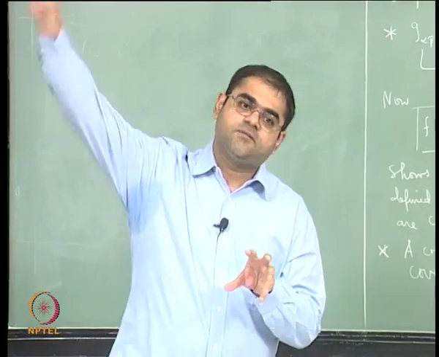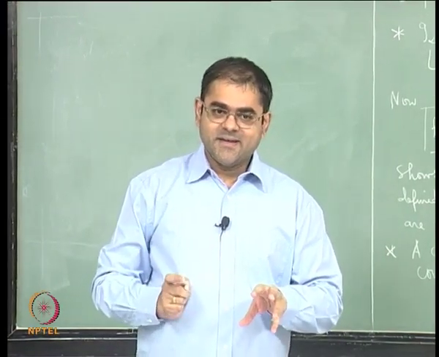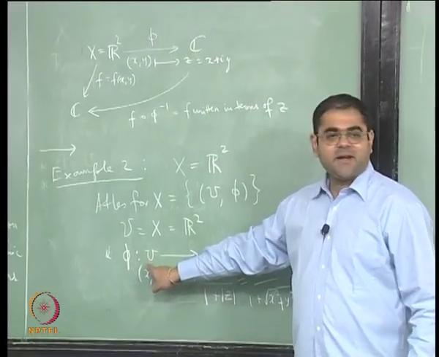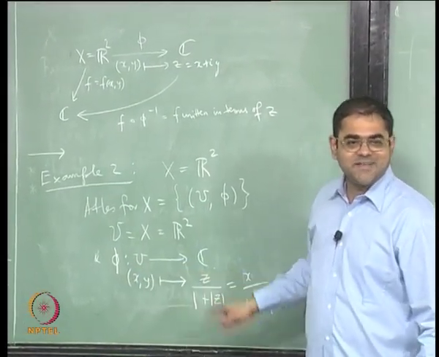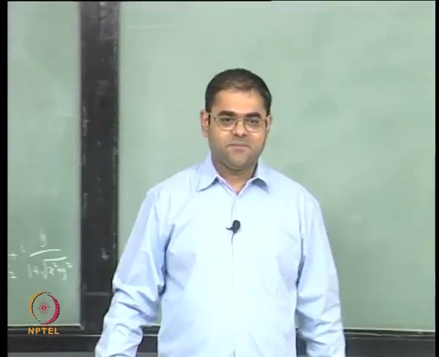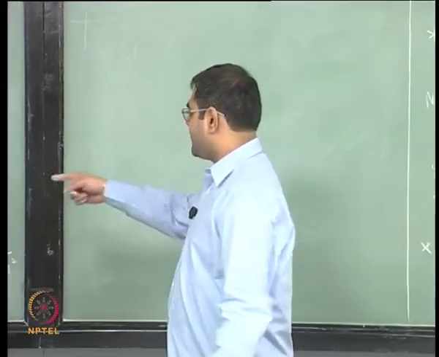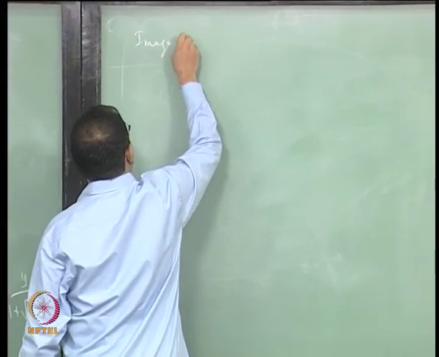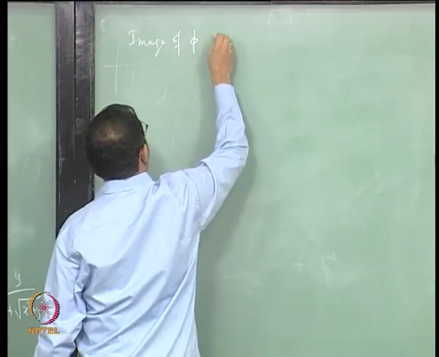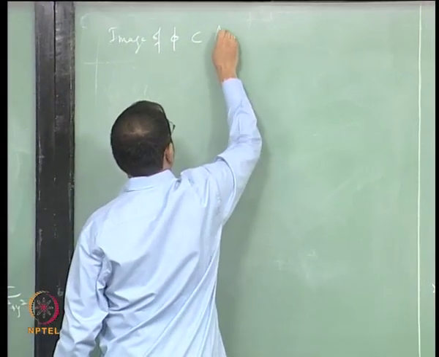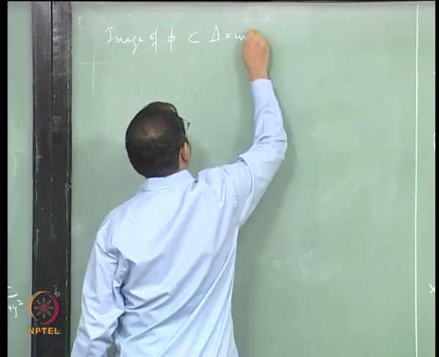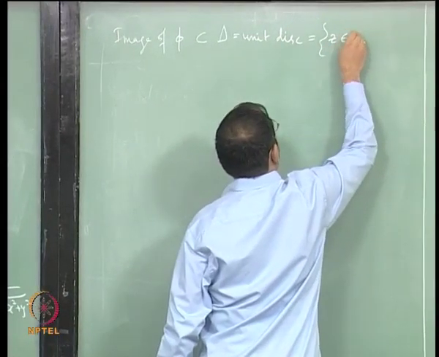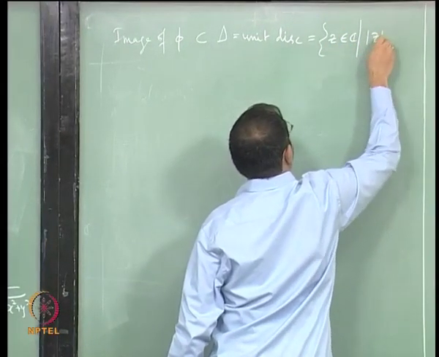It need not be the whole of the complex plane. Okay, so now what I have done is, you know what I am trying to do. I am trying to map the whole complex plane onto the unit disk, the open unit disk. You see, that's what is happening. So you can see the image of phi is contained in the unit disk, which is given by the set of all complex numbers z whose modulus is strictly less than 1.